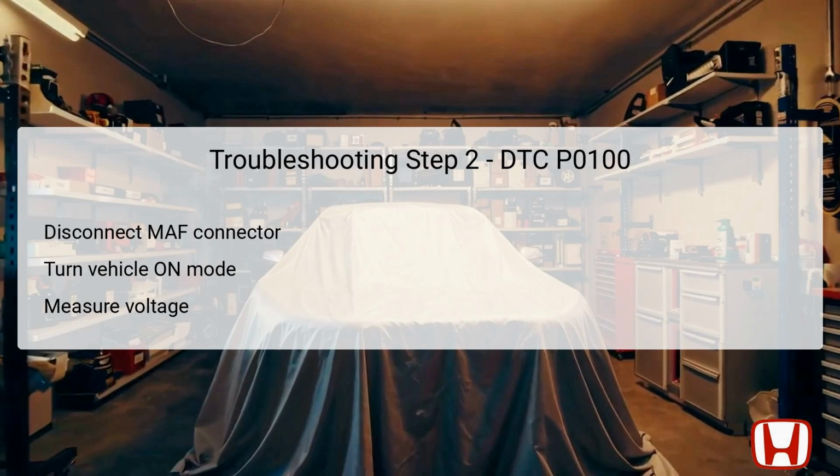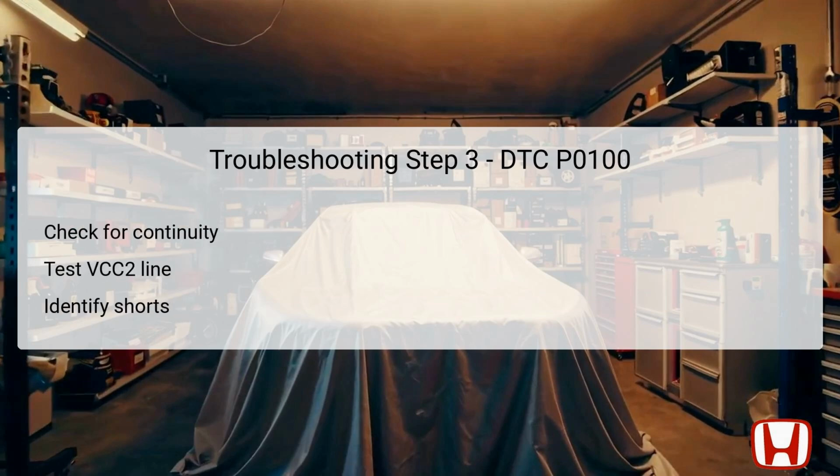Test point 1 refers to female terminal number 2, and test point 2 refers to female terminal number 3 within the MAF connector. If the measured voltage is around 5.0 volts, this indicates that the power supply to the sensor is functioning properly. If not, this indicates a deeper electrical issue that necessitates further troubleshooting.